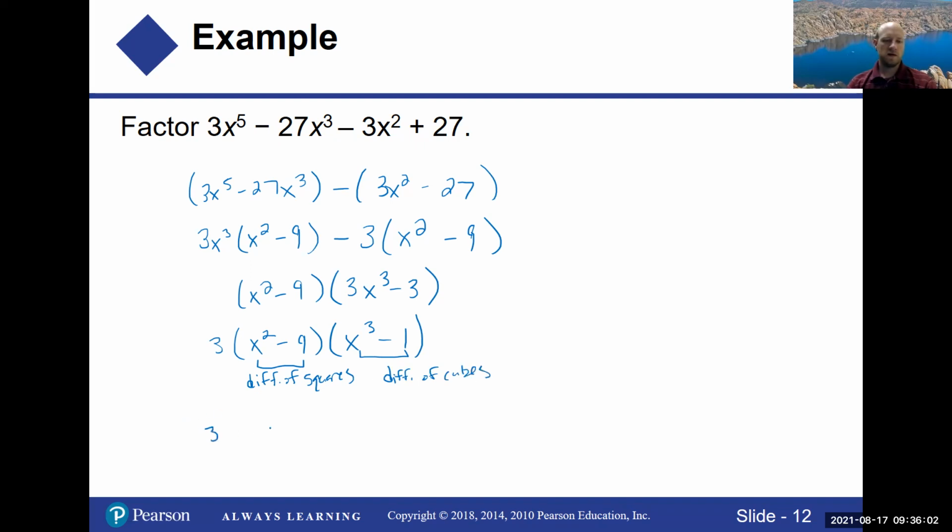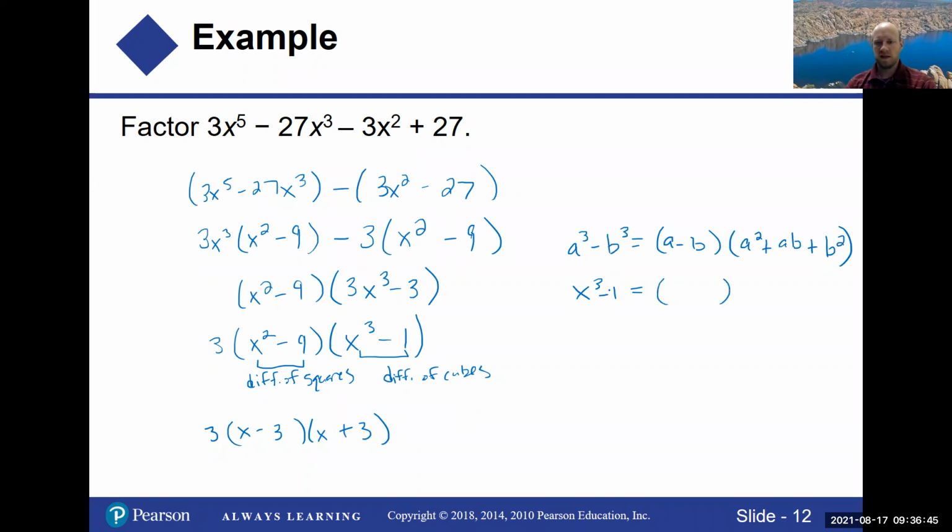Okay. Well, we know x squared minus 9. Hopefully by now you're comfortable with the difference of squares. You just basically take the square root of this guy, and then you split up x squared into x and x. But then x to the third minus 1, how is that going to break down? Well, again, we go back to our a to the third minus b to the third formula. And that's going to be a minus b times a squared plus ab plus b squared.